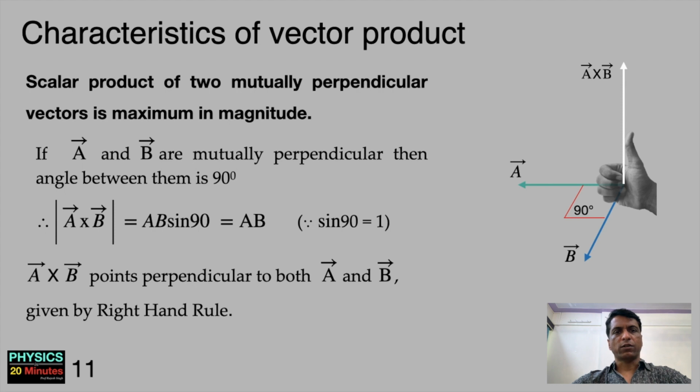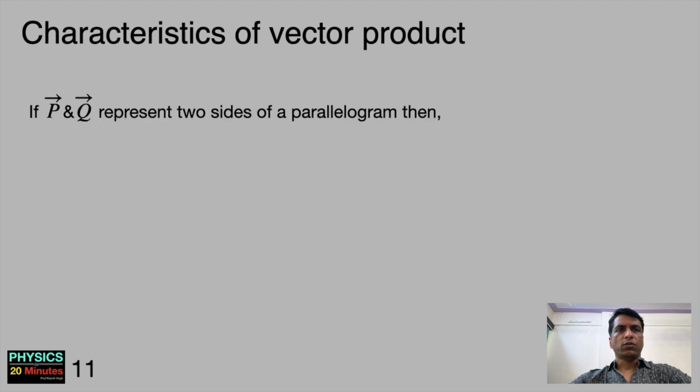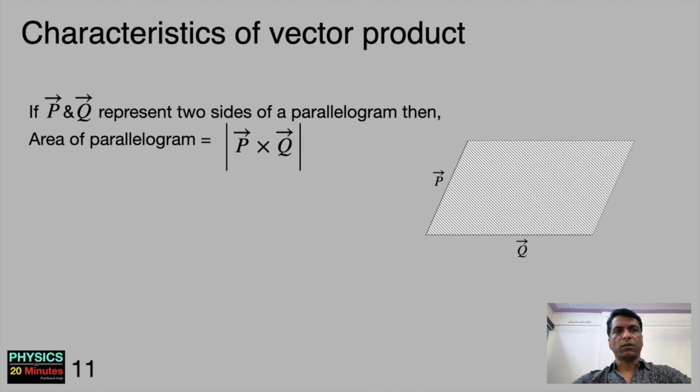The direction of A cross B is perpendicular to both A and B, and it is given by the right hand rule as shown in the diagram. If P and Q represent two sides of a parallelogram, then the area of the parallelogram is the magnitude of the cross product between P and Q. So the area of a parallelogram is the magnitude of P cross Q.